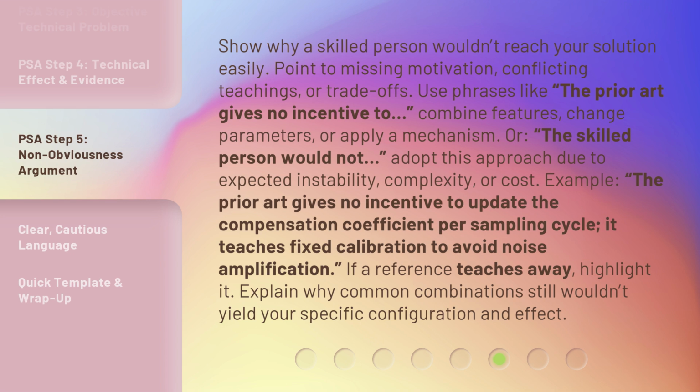Example: the prior art gives no incentive to update the compensation coefficient per sampling cycle. It teaches fixed calibration to avoid noise amplification. If a reference teaches a way, highlight it. Explain why common combinations still wouldn't yield your specific configuration and effect.